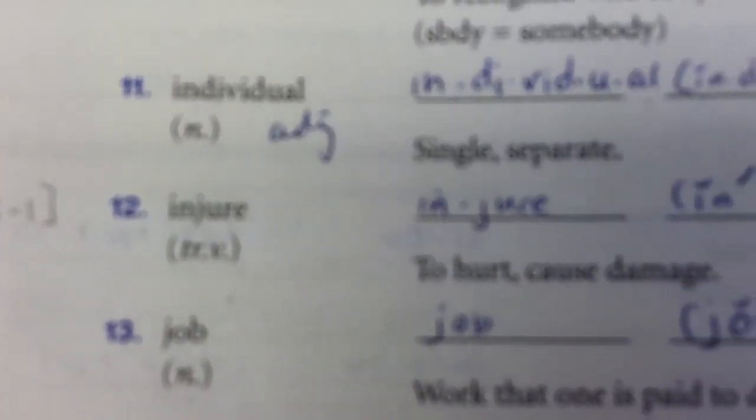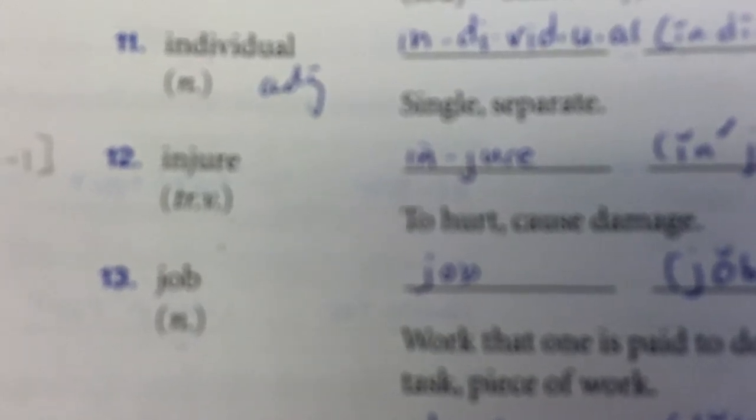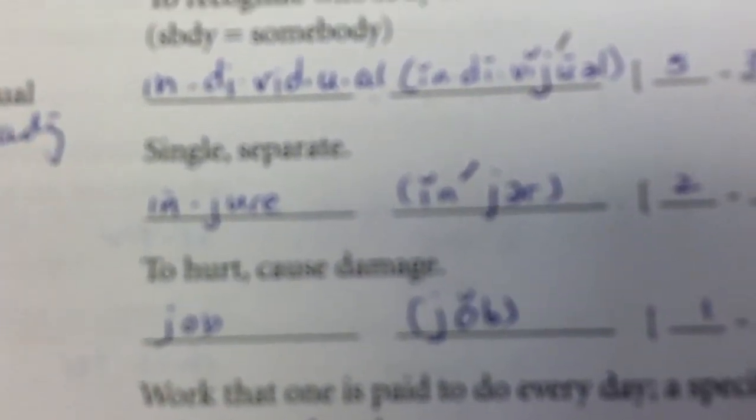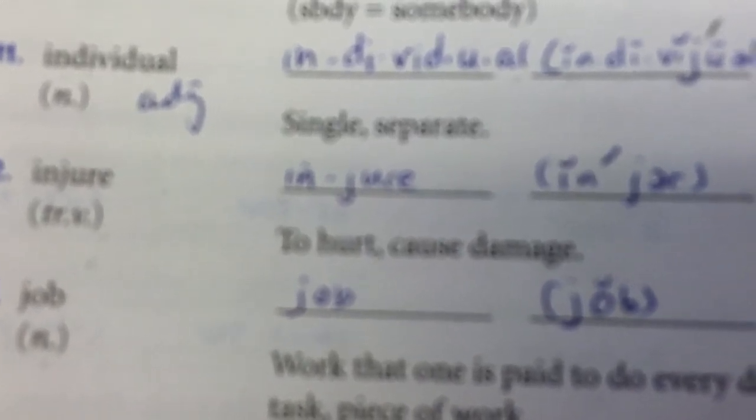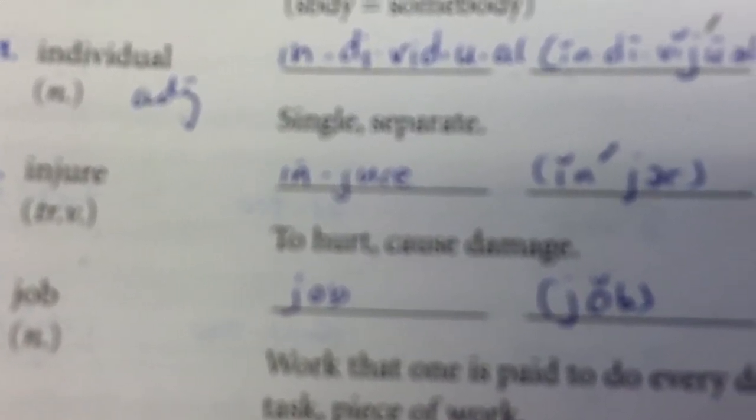The next one is injure. Injure is a transitive verb. It means to hurt or cause damage. Did you injure your finger? Did you injure your leg? No. So to hurt. Oh, good. I'm glad to hear that.